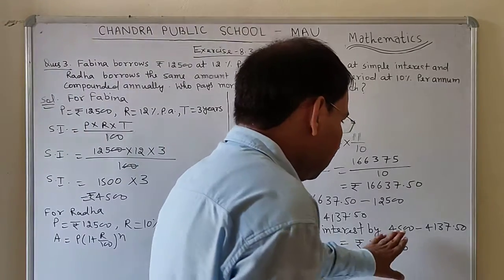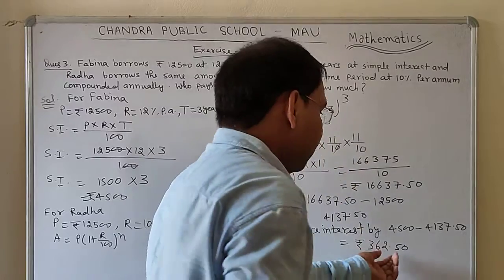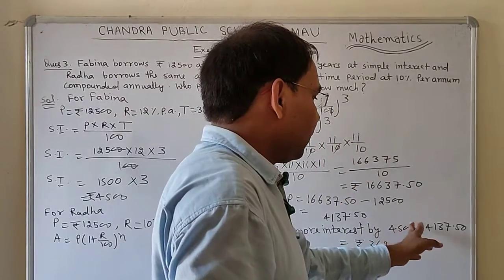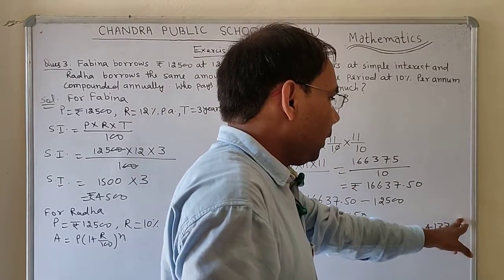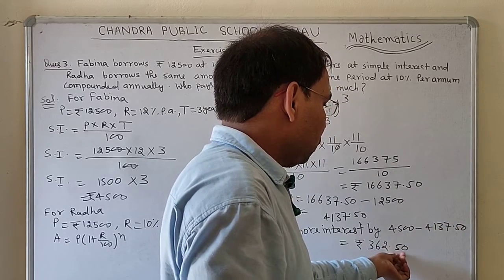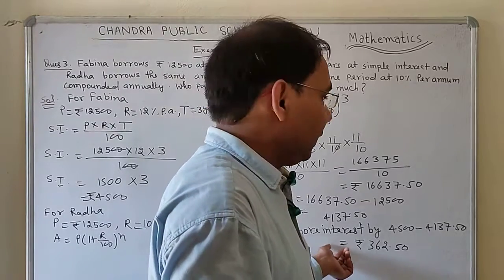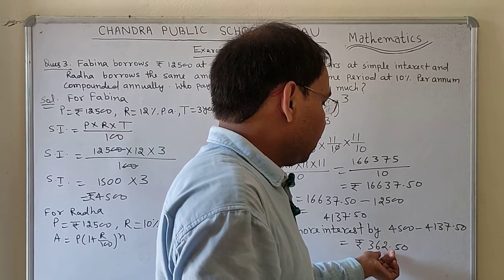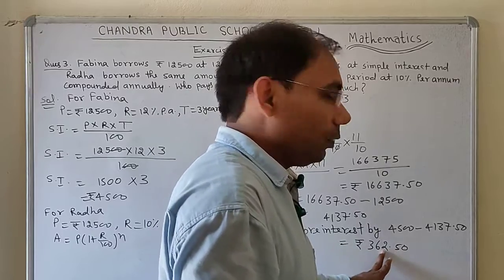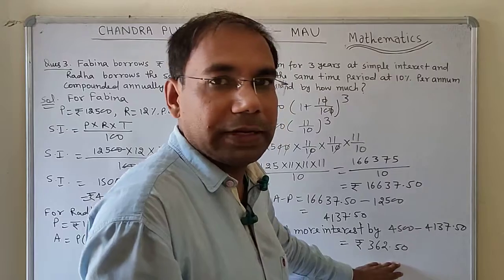Now students, if you subtract, it will be 362.50, so you need to make the correction. When subtracting, one carry is given here, so that's why it will be 362.50. It means Fabina will pay more interest by rupees 362.50. So that is the correct answer of the question. After subtraction you will get this value.